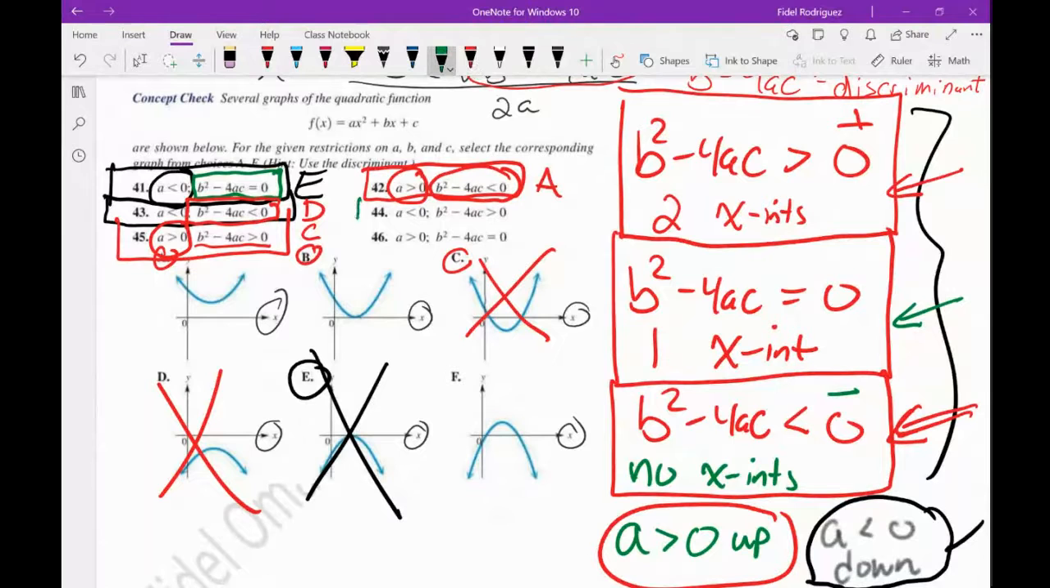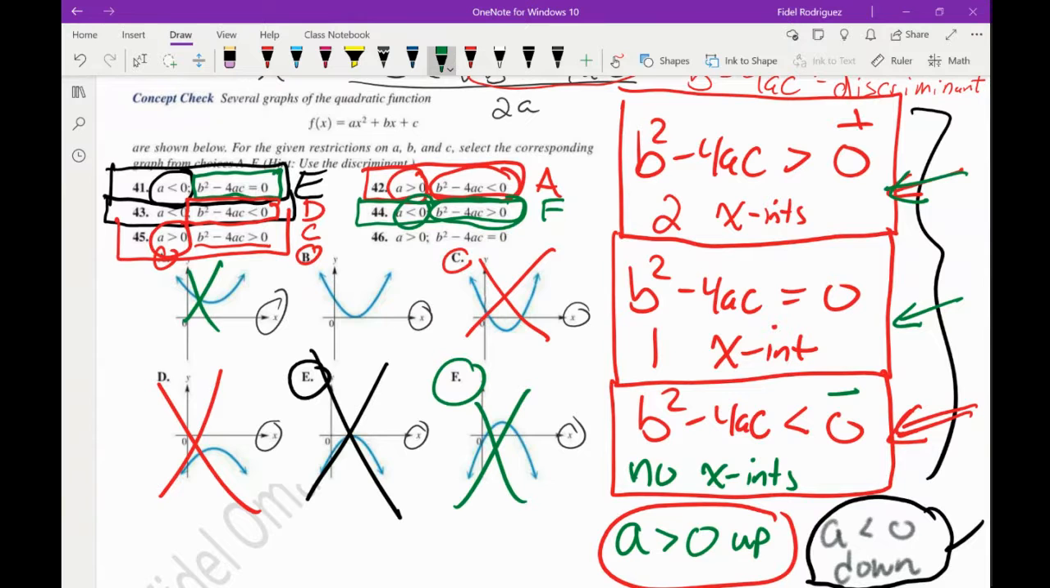And then we can look at number 44. Okay, a is less than 0. It's opening down. It's going to have to be F, because that's the only one I haven't used. It opens down. Let's see. The discriminant is bigger than 0, which means that we have two x-intercepts. Yes, that is F.